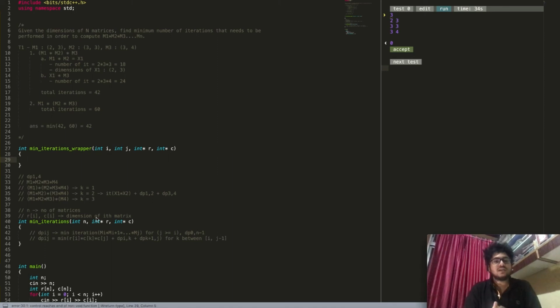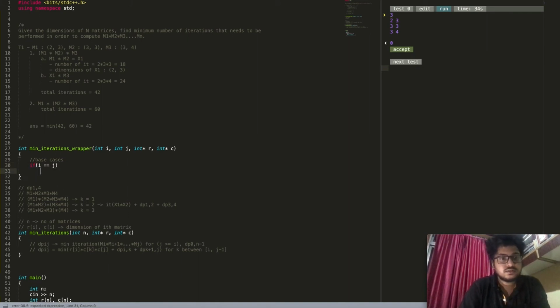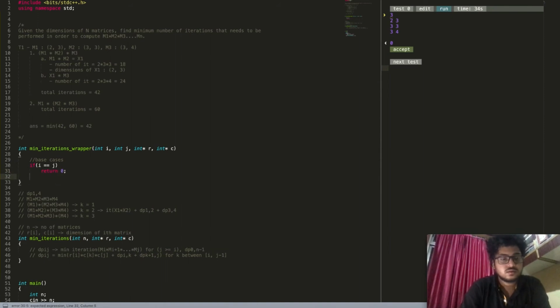We've also discussed that whenever we are coding up a wrapper function, the first thing we need to take care of is the base cases. In this case, our base case is if I is equal to j, I need to return 0. Why? Because if I is equal to j, it just means that we have one single matrix over here, so we don't really need to multiply it with anything. So in this case, the answer will be equal to 0.